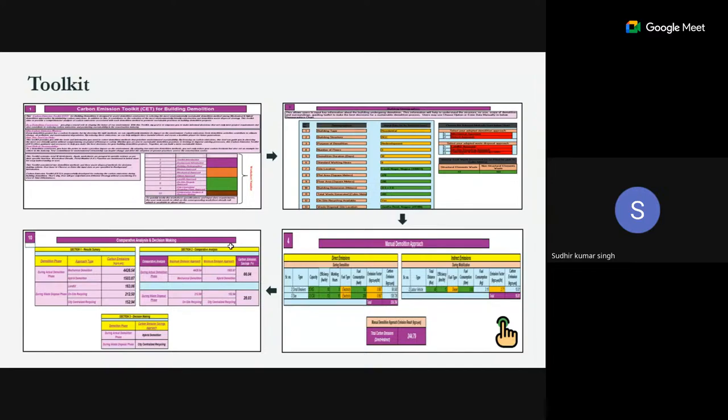So to understand the carbon emission through the demolition activity, this is a small Excel-based tool. There is some background info about the demolition, how it's going to be done, and what we are going to do in this particular tool. Then the demographic details have to be put in by the user in this particular sheet. Then there are 3 options we have taken. One is complete manual demolition, then mechanical demolition, and the hybrid.